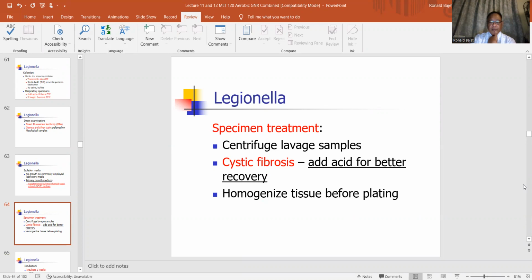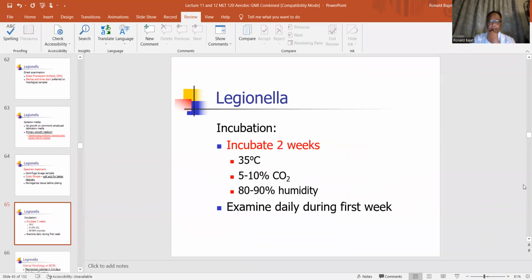Legionella can also be found in cystic fibrosis, and if it is, like I said, the specimens are usually very mucoid, and you can add acid for better recovery. If you have tissue, then you may consider homogenizing the tissue before you plate it. For culture, it's more than 24 or 72 hours. You want to keep it for 2 weeks. 35 degrees incubation, CO2, and with 80 to 90% humidity.